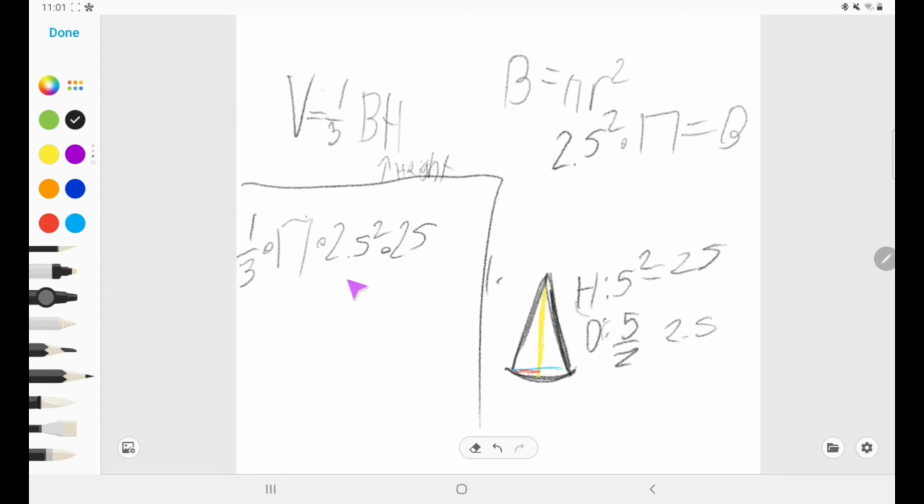So what does 2.5 squared equal to? Well, it equals 6.25. Now if we multiply that by our little 25, that equals 156.25. 156 times it by the 1, what does that equal? 156 divided by the 3. And that gives us the total answer of 52.08 repeated 3.